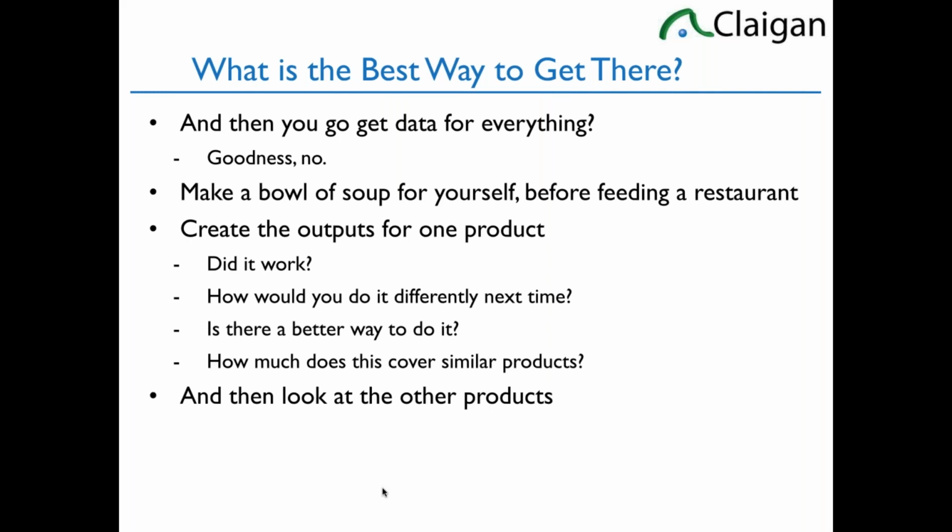You really want to look at what is my output, create one, then go back: okay, did it work? What would I do differently next time? Is there a better way to do it? How much does this cover similar products? What I did for this model, maybe half of it covers the rest of the products. So what do I do from there? It's very much create the output for one product. I've created the technical file or the declaration. Great, I figured out how to get here. I'm going to do it this way this time, or what I really need is this buy-in, or this one made life easier. And then start looking at other products.